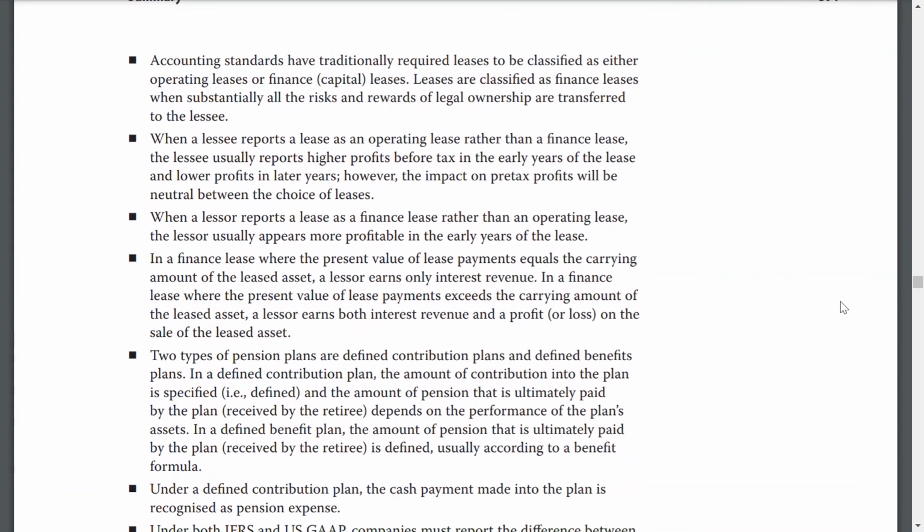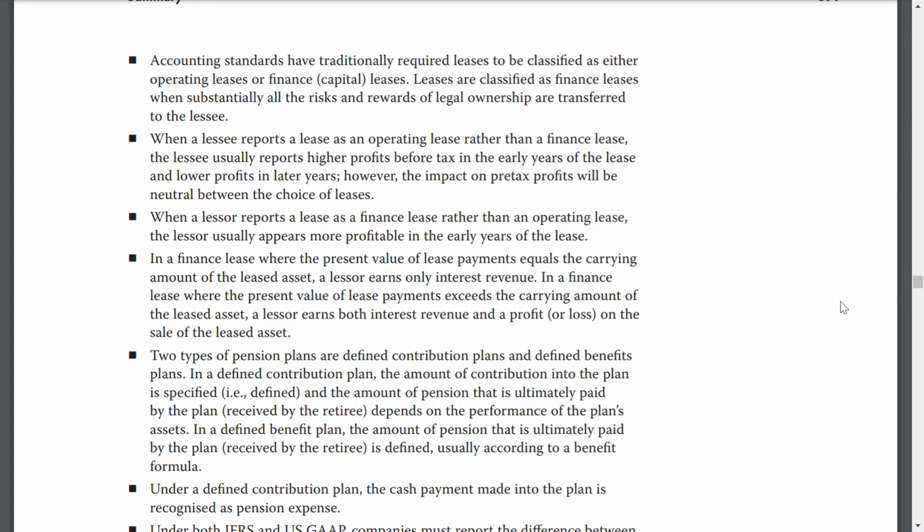Accounting standards have traditionally required leases to be classified as either operating leases or finance leases, also called capital leases. Leases are classified as finance leases when substantially all the risks and rewards of legal ownership are transferred to the lessee. When a lessee reports a lease as an operating lease rather than a finance lease, the lessee usually reports higher profits before tax in the early years of the lease and lower profits in later years. However, the impact on pre-tax profits will be neutral between the choice of the leases.